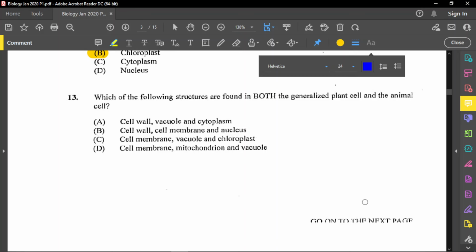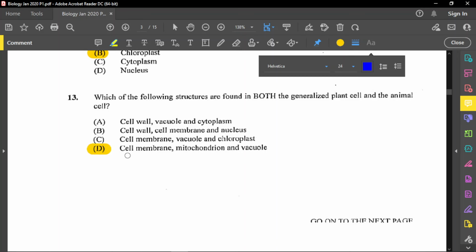13. And question number 13 now states, which of the following structures are found in both the generalized plant cell and the animal cell? And so looking at options A and B right now, I see cell wall there, so that can't be true. That can never be true at all. And option C is saying cell membrane, vacuole, and chloroplast. Chloroplast made that one wrong. All right, so cell membrane, mitochondria, and vacuole, they're all in both.